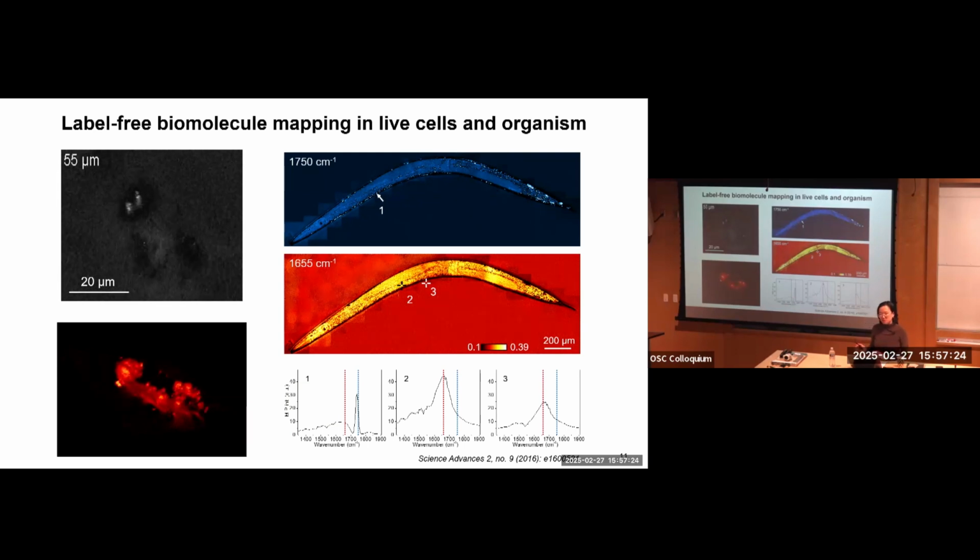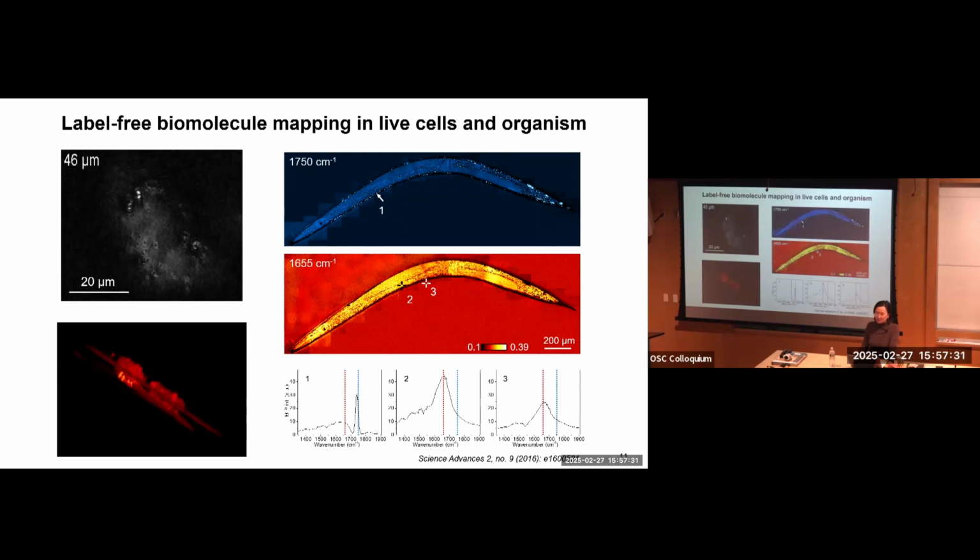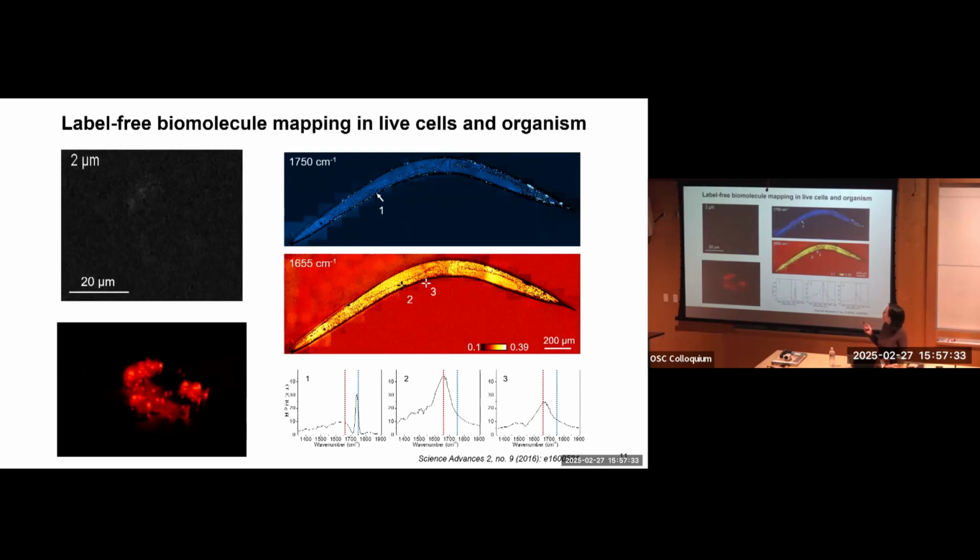We also apply the system to study bigger scale samples. Here's a C. elegans, which is a millimeter long worm. And we are also targeting either lipid droplets or protein contents inside this living animal.